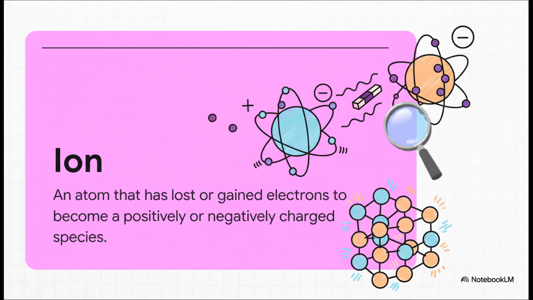But wait, before we see the giveaway, we need one key piece of vocabulary. You see, when an atom loses or gains an electron, it's not neutral anymore. It becomes something called an ion, which is just an atom with an electrical charge. This idea is absolutely central to what's about to happen.